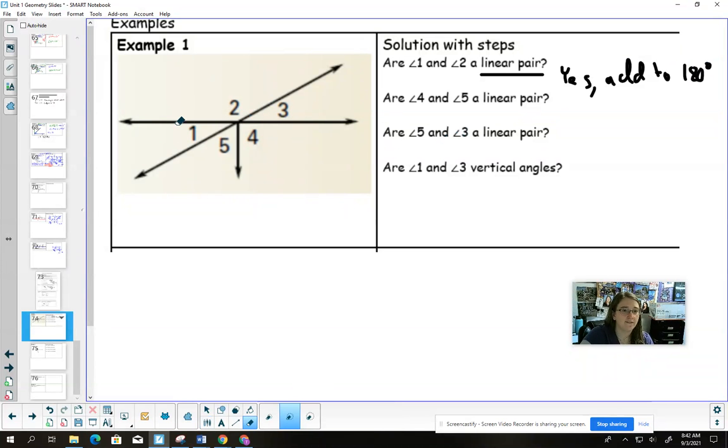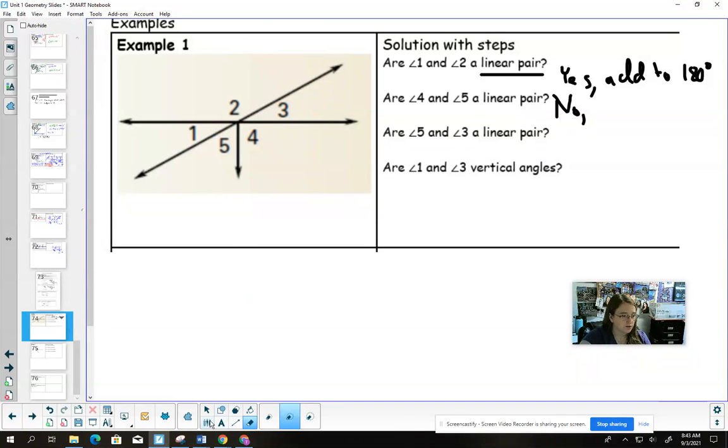So let's try the next one, 4 and 5. Same thing, I'm going to trace 4, I'm going to trace 5, and I'm going to see if I can create that half circle for my straight line. So here's 4 and 5. Do those two angles together give us a full half circle for our straight line? No, they don't actually. It doesn't open all the way. If I included the 1 in there, then yeah, that gives me my full half circle, which is a straight angle. But those two together are not a linear pair because they don't create a straight line.